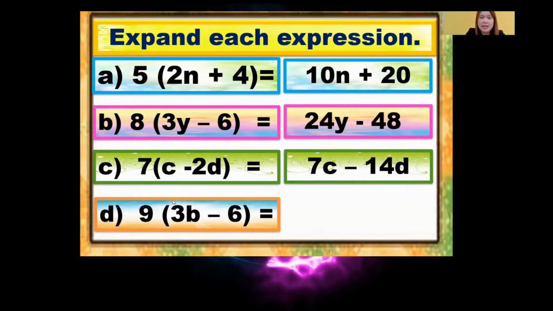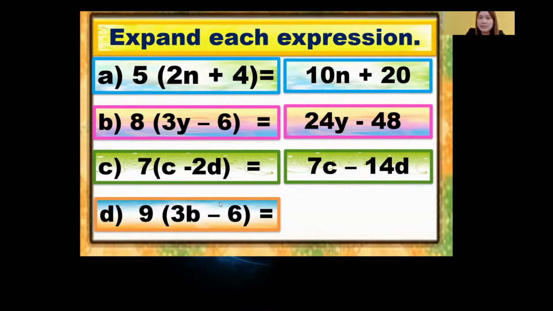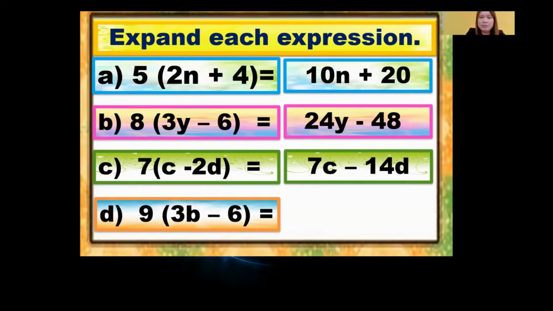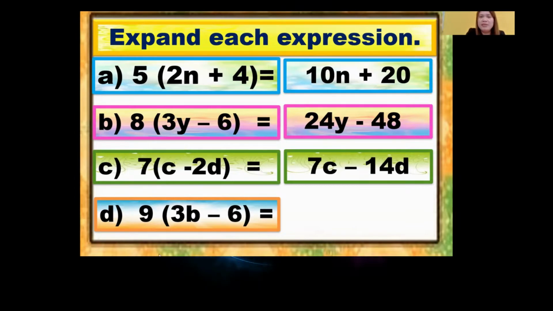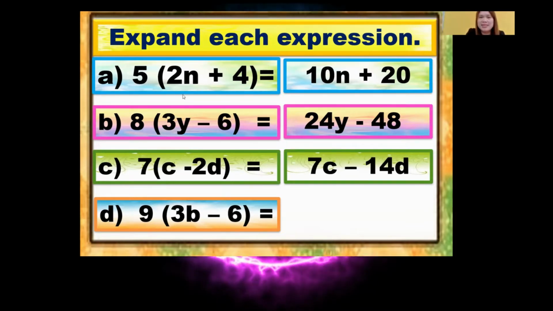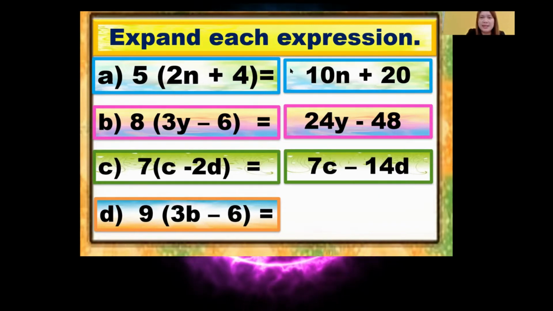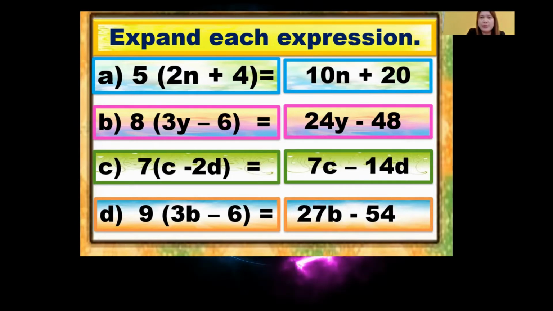And the last one here, what is your answer? 9 times 3b, that's 27b. And do not forget to multiply 9 by negative 6, that is negative 54. You can put an arrow so that you will see if you have multiplied the term outside the bracket to each term inside the bracket. You can even have 3 terms inside the bracket. It's the same method. You just multiply the number to each of the terms if there are more terms inside the bracket. So 27b minus 54 is the correct answer.